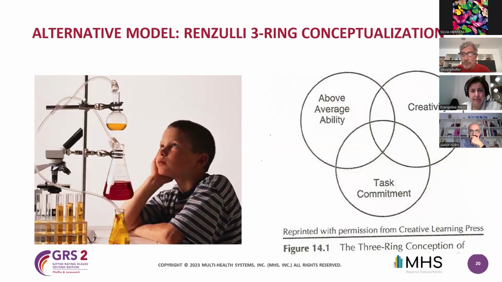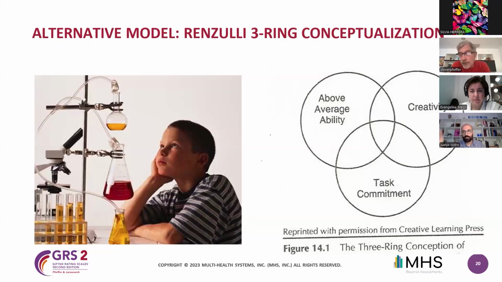Another model, a useful one, I like this model, is Joseph Renzulli's three-ring conceptualization. Professor Renzulli's still active in the field. He's a professor at the University of Connecticut here in the United States. Essentially, his model is a different one. And let me say again, no one model is right or wrong. They're just alternative ways for us to try to understand what we mean by this construct gifted. So what Renzulli said is that there's three things that go into giftedness.